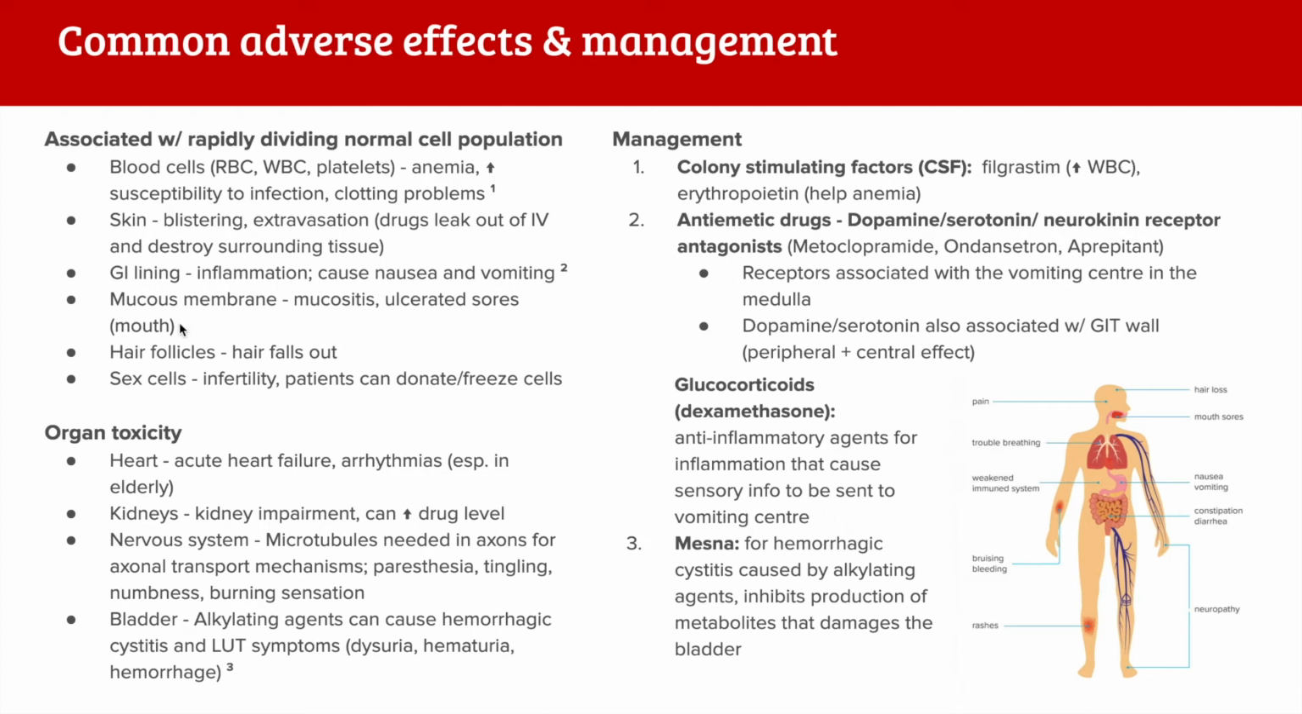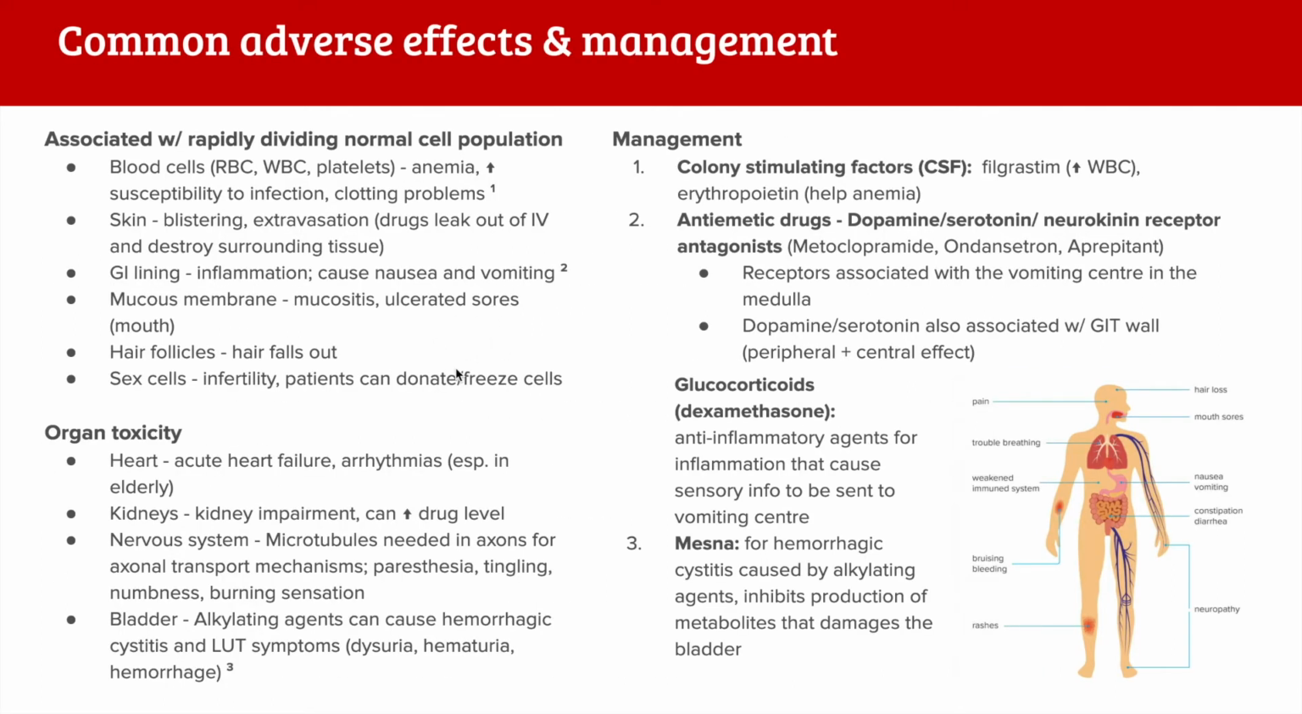And then next is the mucous membranes. So it can cause mucositis, just inflammation of the mucous membranes. So it can cause stuff like ulcerated sores in your mouth. And then hair follicles, your hair falls out. I think we're quite familiar with that, as you see in all these movies of people going bald because they're on chemo and stuff. And then lastly, there are sex cells, like sperm, and it can cause infertility. So some patients may choose to donate or freeze the cells before their treatment.